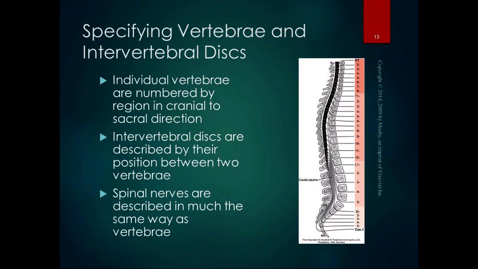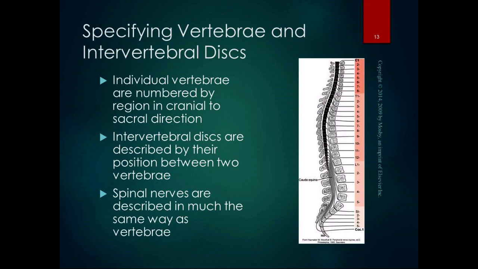So spinal nerves are described much in the same way as vertebrae. However, there's a difference. So in the cervical spine, the spinal nerve emerges above the vertebra that it's named for. So the C1 spinal nerve emerges above C1.